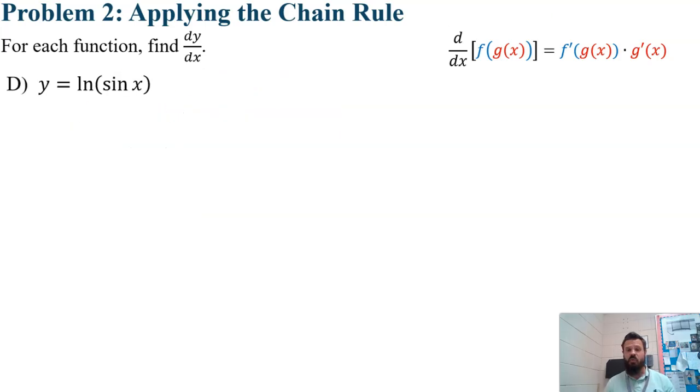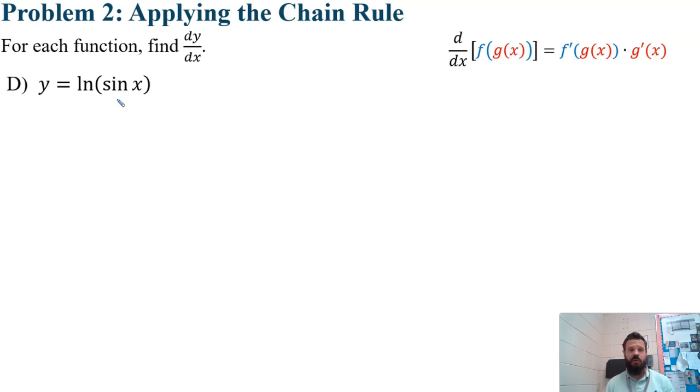All right, let's go ahead and rock through one more of our basic chain rule questions before we give you a chance to try some of these on your own. Okay, we want to find dy over dx of y equals the natural log of sine x. We've got the natural log as our outer function, sine x is our inner function.